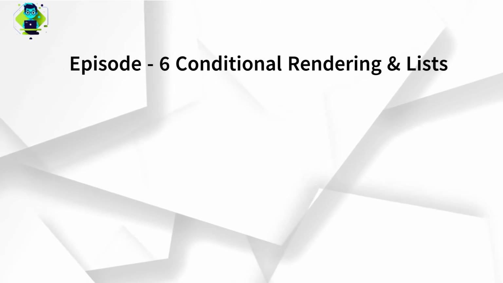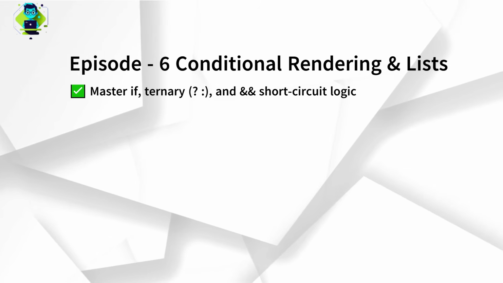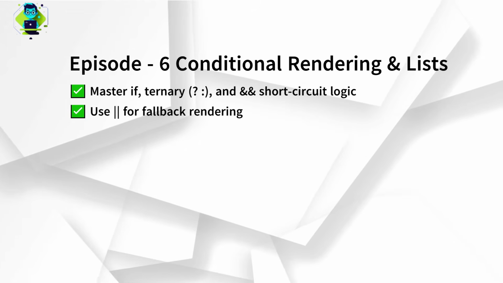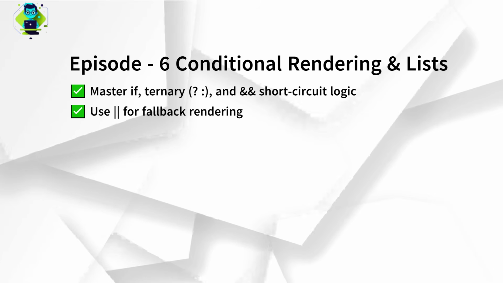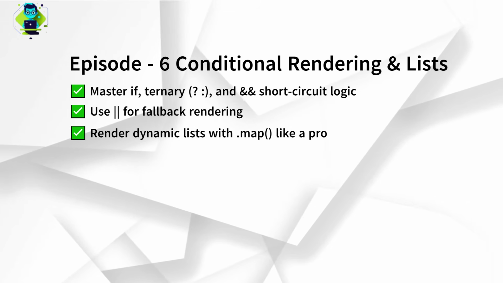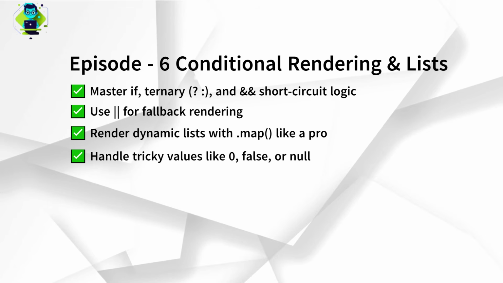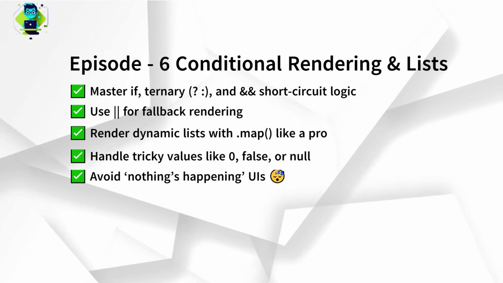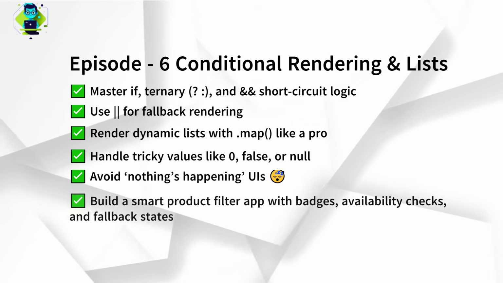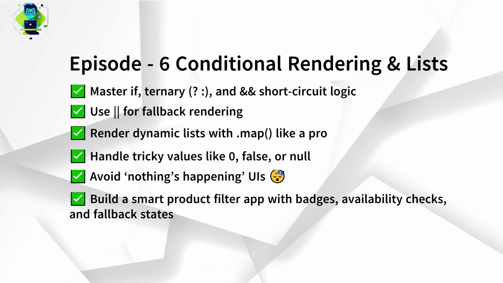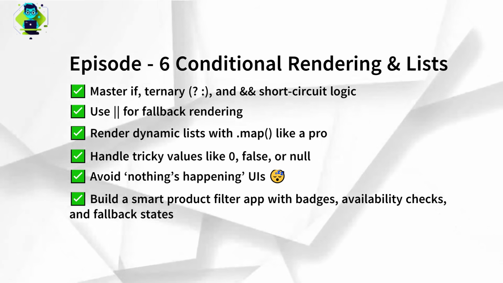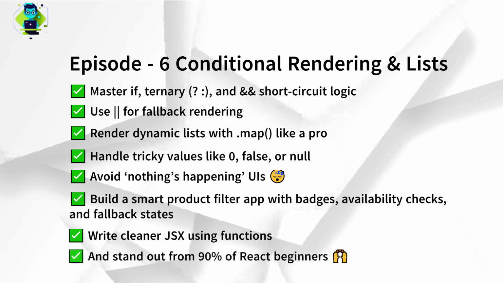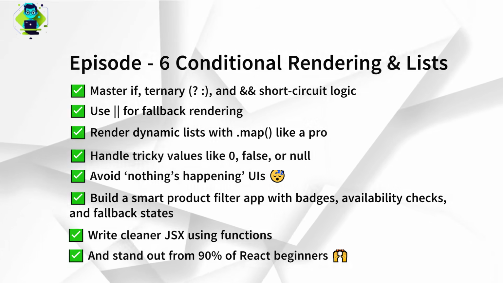By the end of this episode, you will be able to master if, ternary and short circuit logic, use logical OR for fallback rendering, not many people teach this, render dynamic lists with map like a pro, handle tricky values like 0, false or null, avoid nothing happening in UIs, build a smart product filter with badges, availability checks and fallback status, write cleaner JSX using functions, and stand out from 90% of the beginners.